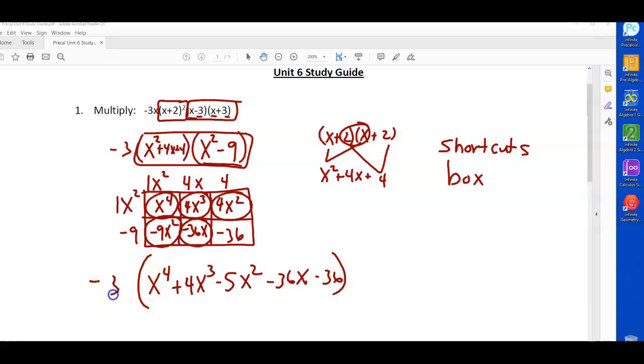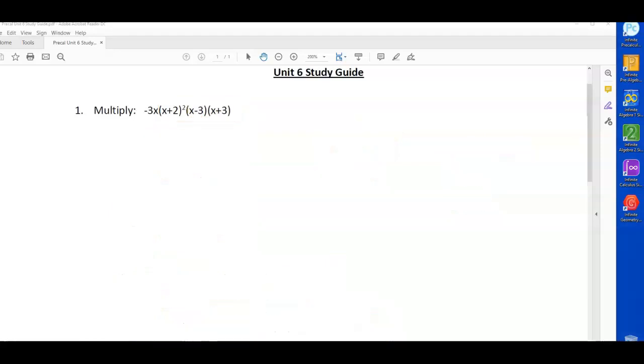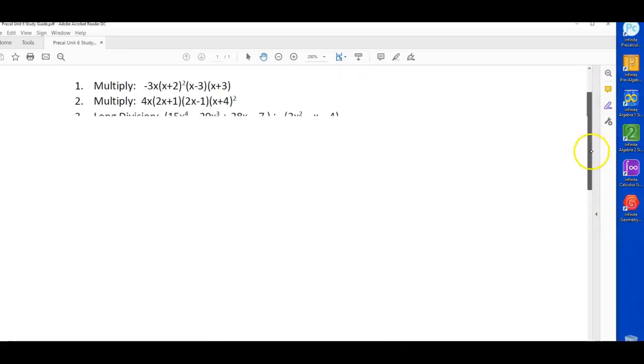After you've done your box method, the last thing you're going to do is the distribution. That's when you take that little monomial there and multiply it to the inside of your parentheses. So it's going to be negative 3x to the 5th minus 12x to the 4th plus 15x to the 3rd plus, I want to say 108 for that. And that's multiplying polynomials. All right, let's move on to our next one there.